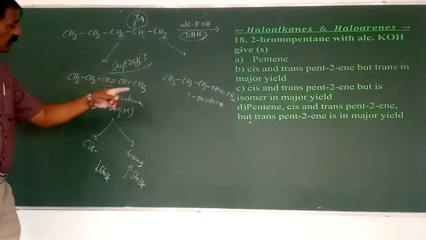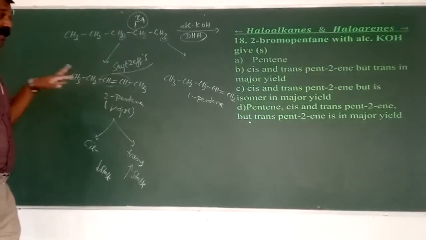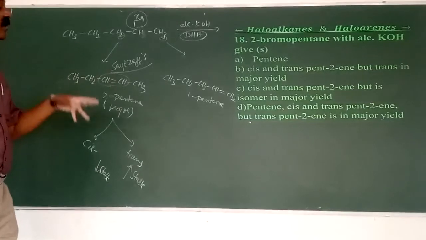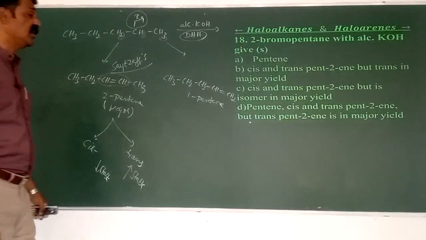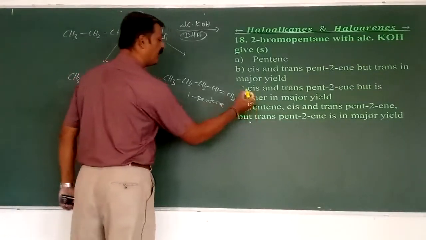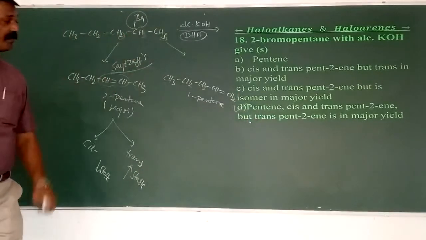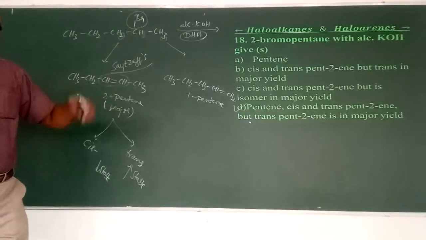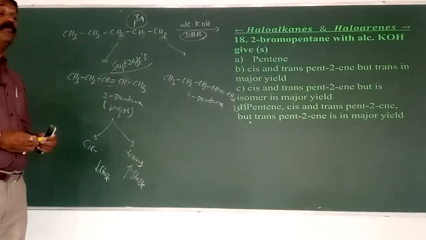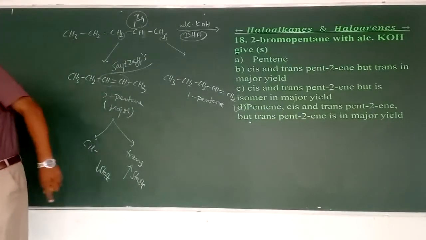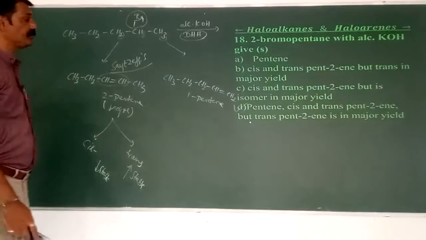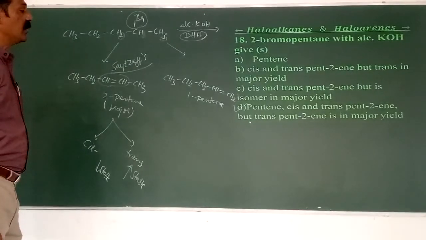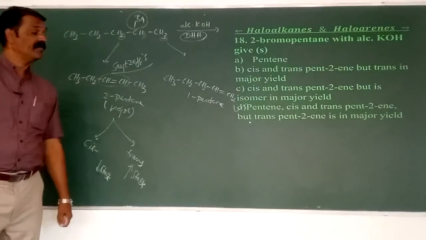Therefore, I am getting 1-pentene and 2-pentene. Among 2-pentene, we have the cis and the trans, and among them the trans is going to be more stable. So the answer is D: cis and trans pent-2-ene, but trans pent-2-ene is found to be the major yield. Okay. 18, D.